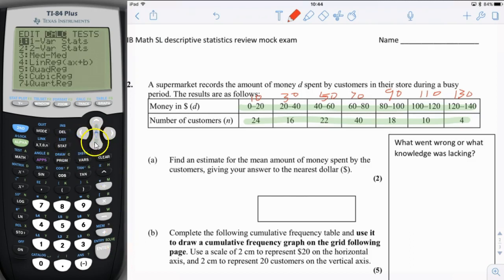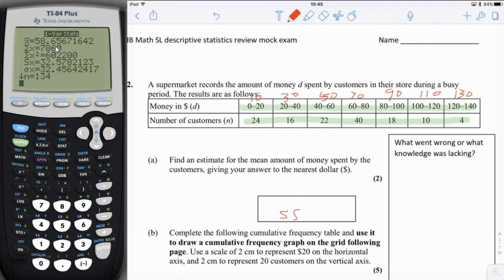Here I'm going to do stat calc, one of our stats, of course. L1 and L2, it's already in there. Calculate. L2, of course, is the frequencies, the second set of data, and L1 is the first set of data. Okay, so it gives me a lot of interesting information here. X bar is the mean, okay, which is 58.7.